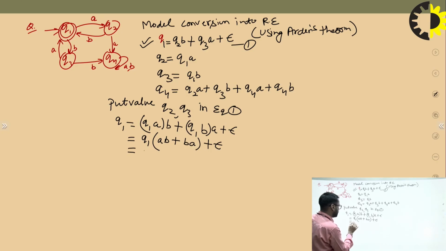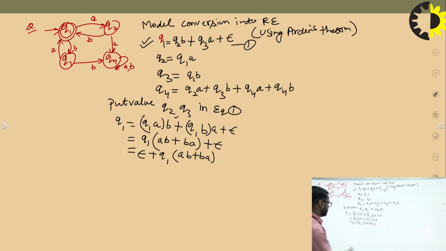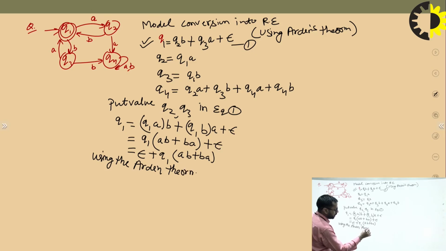We can also write it in this way, Q1 AB plus B, where we only replace the position of that term. So what will be the next value using Arden's theorem, as per the rule given?